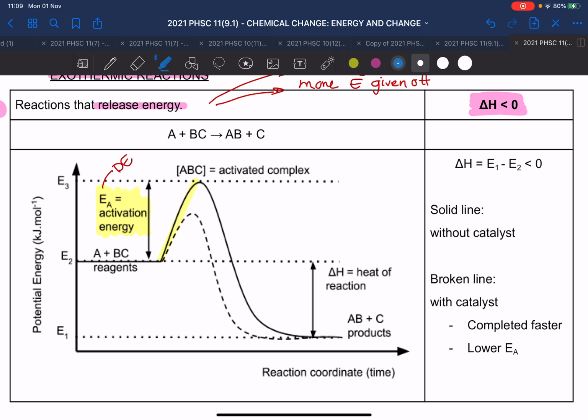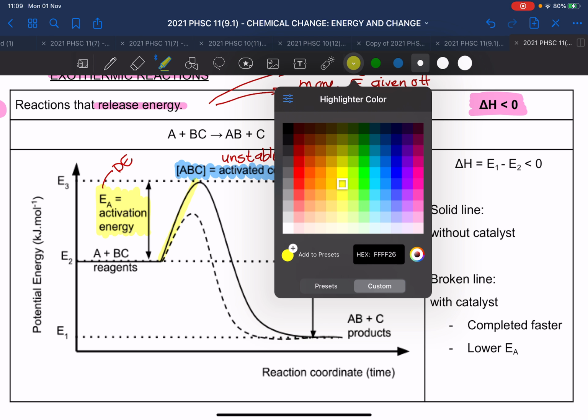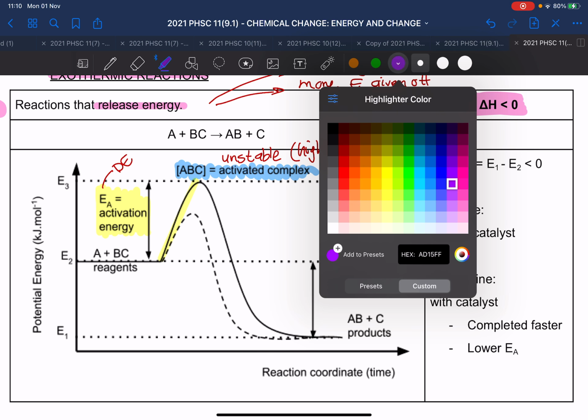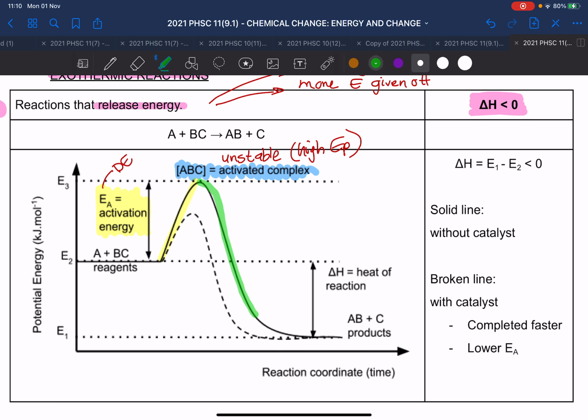Then you have the unstable activated complex. That is very unstable. It has a high potential energy. And then it gives off energy there. That energy that it gives off is called the bonding energy. When bonds form, it gives off energy. And the difference between the energy of the reagents and the energy of the products is called the heat of the reaction. It is the same as the net energy.